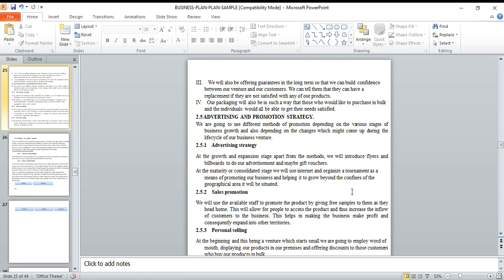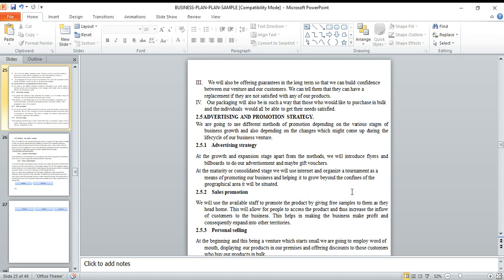At the growth and expansion stage, apart from the methods, we will introduce flyers and billboards to our advertisement, and maybe gift vouchers. Then at the maturity or consolidated stage, we will use the internet and organize a tournament as a means of promoting our business and helping it grow beyond the confines of the geographical area where it will be situated.